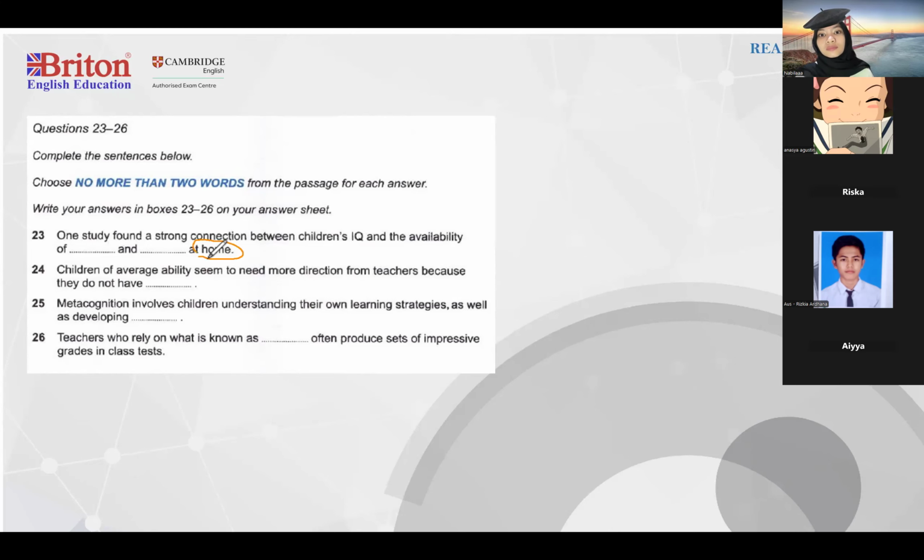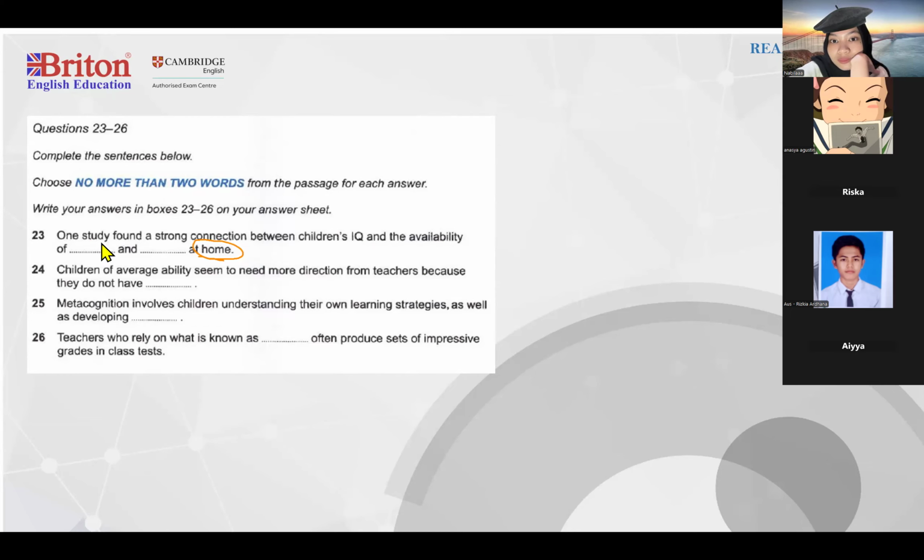Availability, too general, sir. The best keyword is at home. Do you remember the paragraph about home education background? In paragraph A. So let's find the words in paragraph A. So here it says, one study found a strong connection between IQ and availability of what at home. Satu hasil penelitian menemukan koneksi yang kuat antara IQ anak dengan adanya apa di rumah.